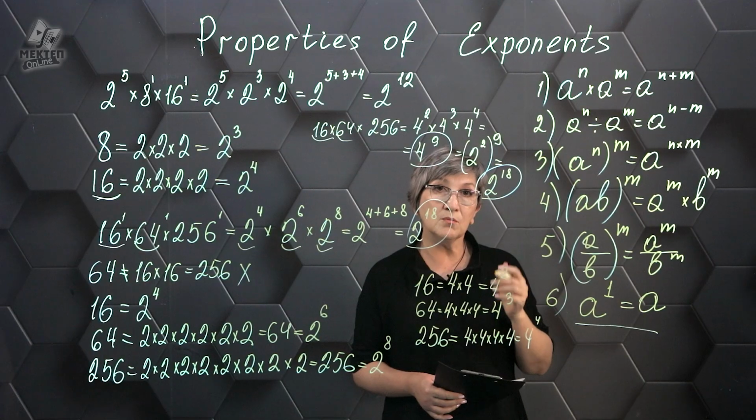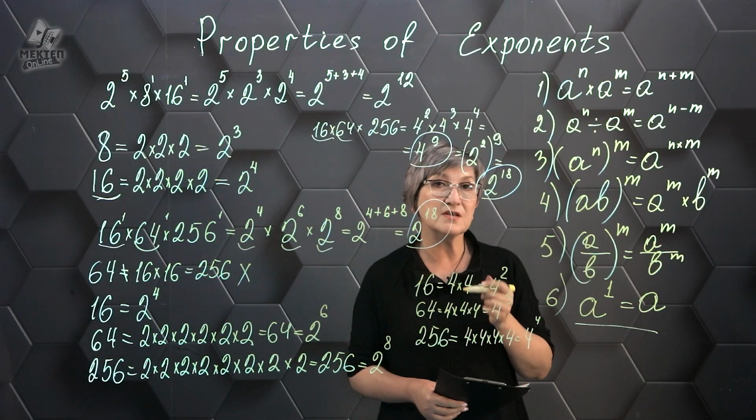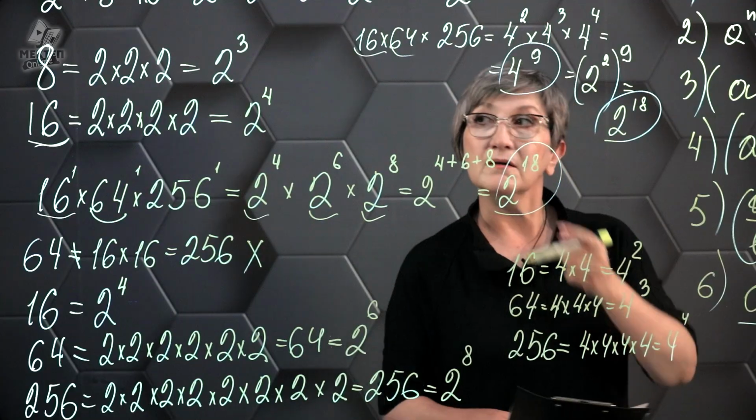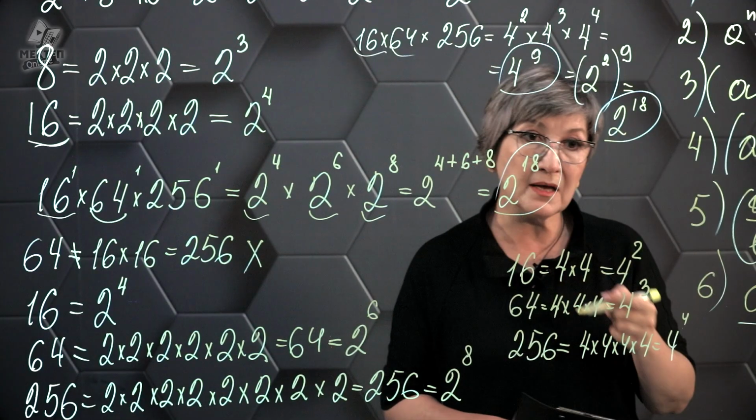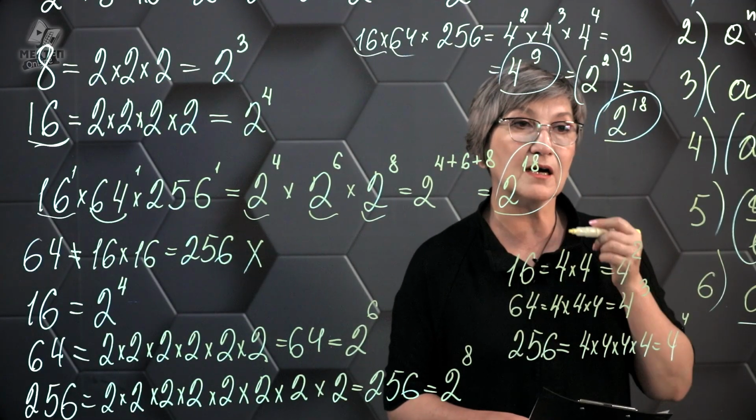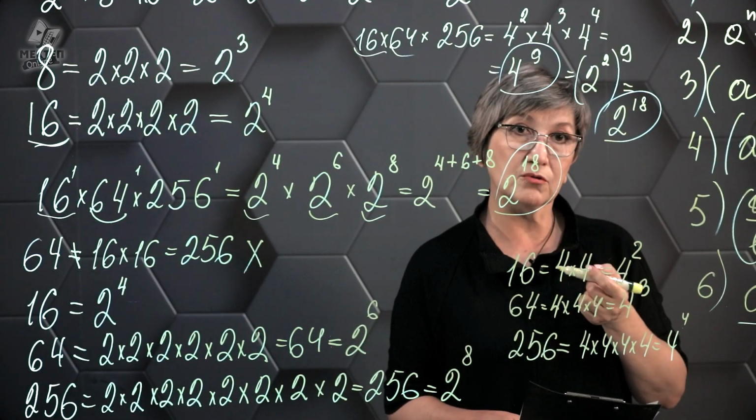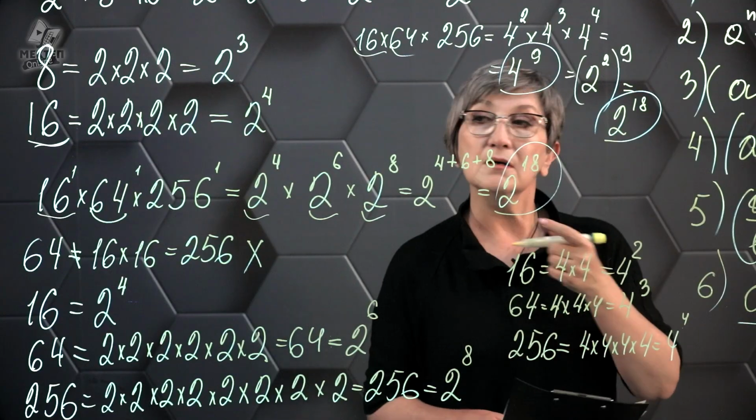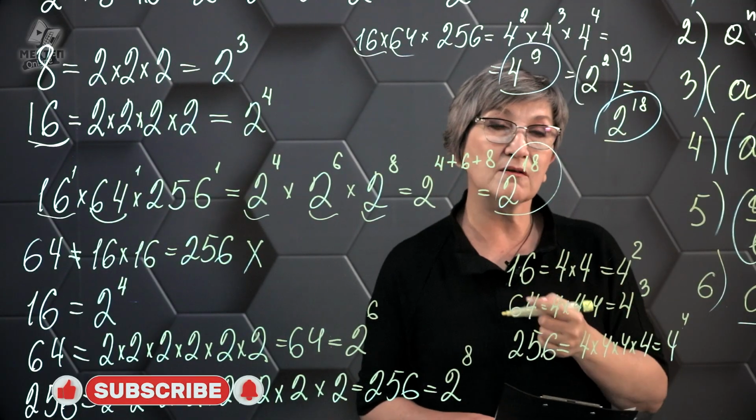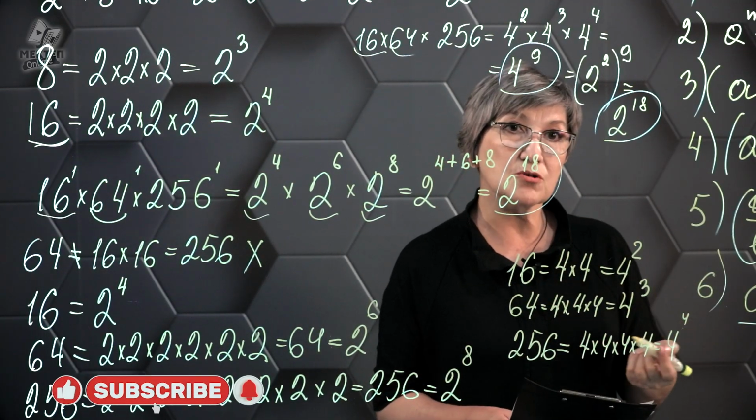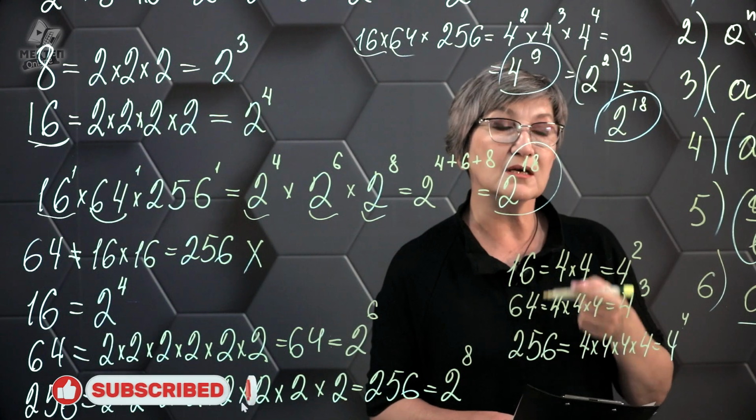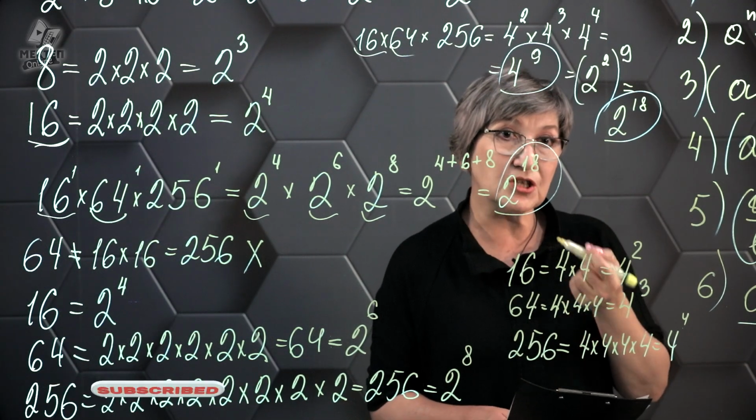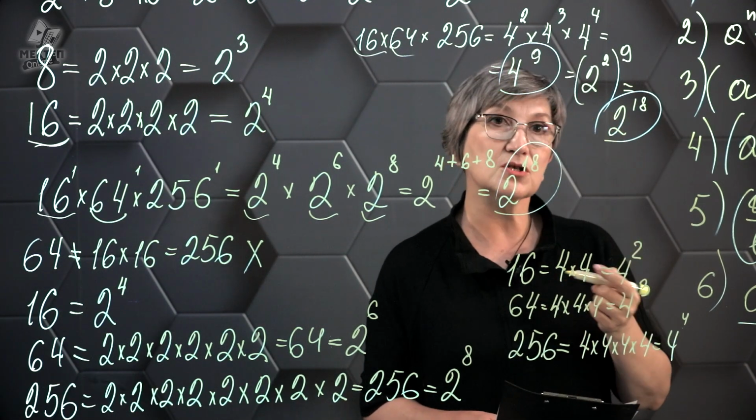The point is that you can write down the answers depending on the situation. If the assignment tells you to solve an example and write the answer as a number 2 to some degree, you would write it with a base of 2. If they tell you to write the answer as a number with a base of 4, then you would write the answer as 4 to the power of 9.